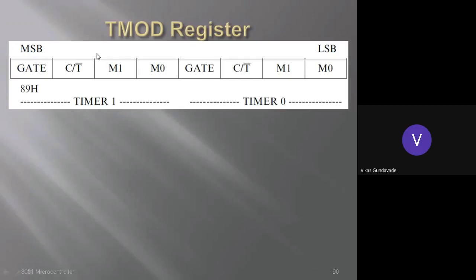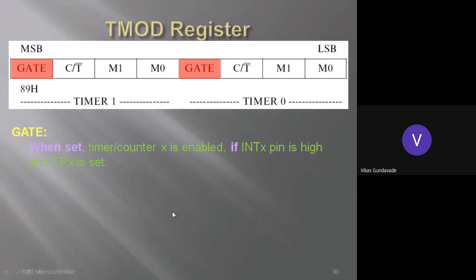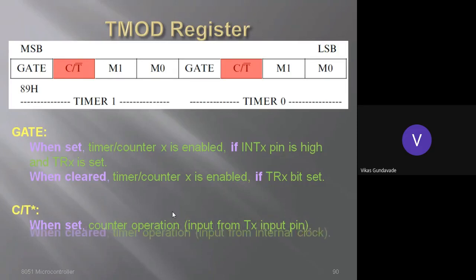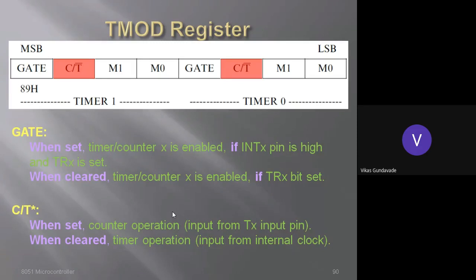In which the MSB bit is the gate bit, and the D3 bit is also a gate bit. What is the function here? When this gate bit is 0, then the timer or counter will get enabled, and when this bit is 1, then the timer or counter will get disabled. The next bit is the C/T bar bit. When this bit is 0, the peripheral will work as a timer, and when this bit is 1, that peripheral will be used as a counter.